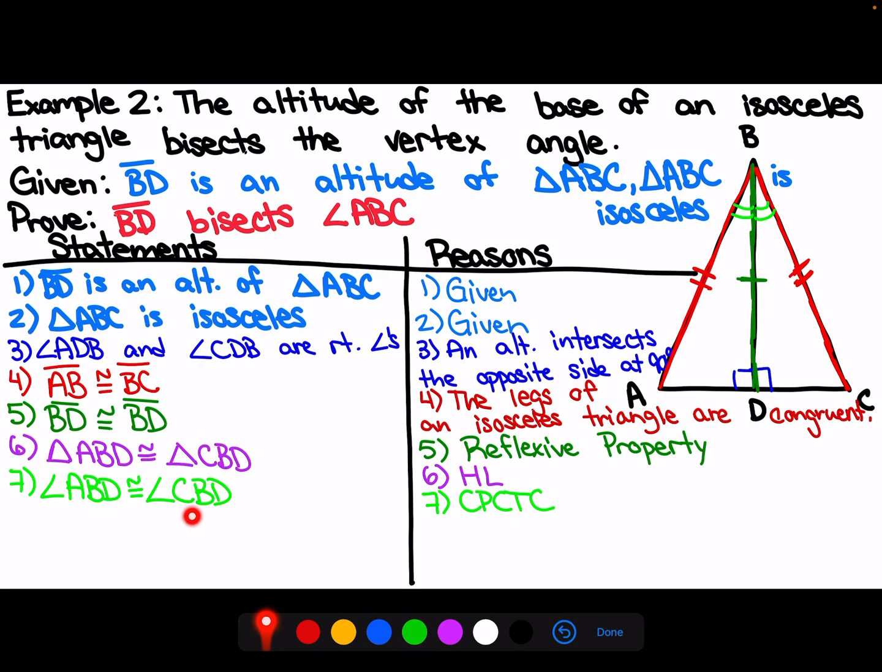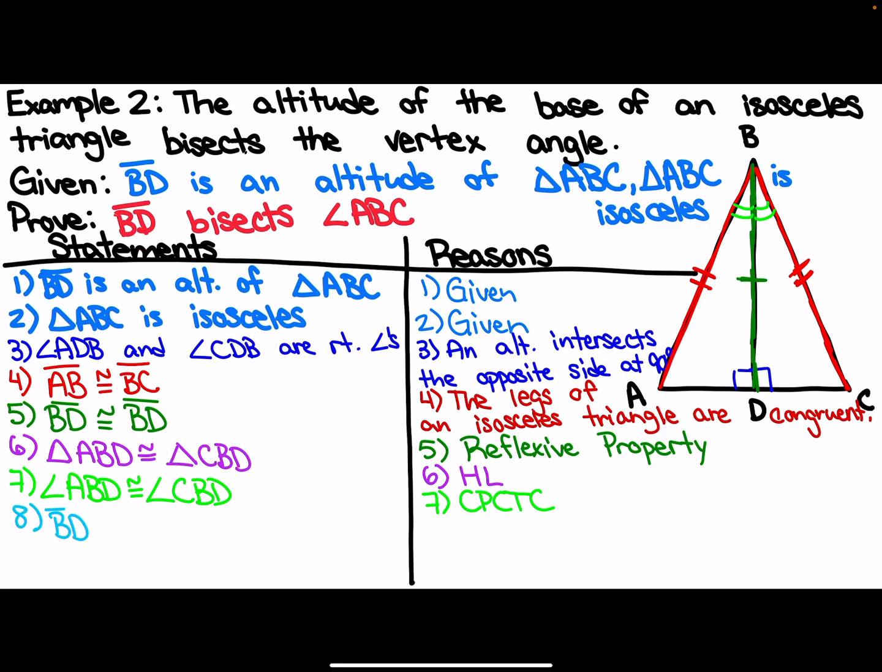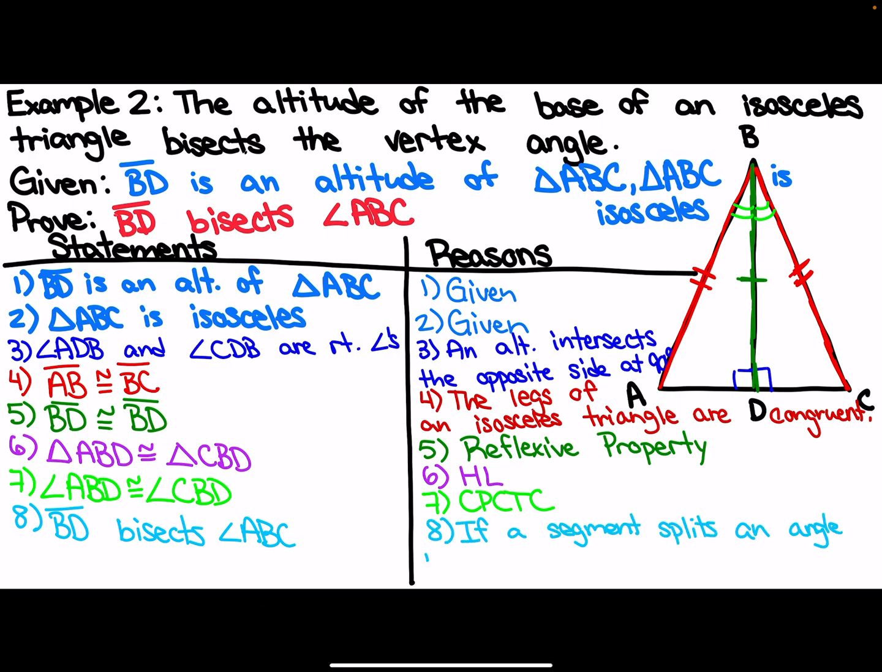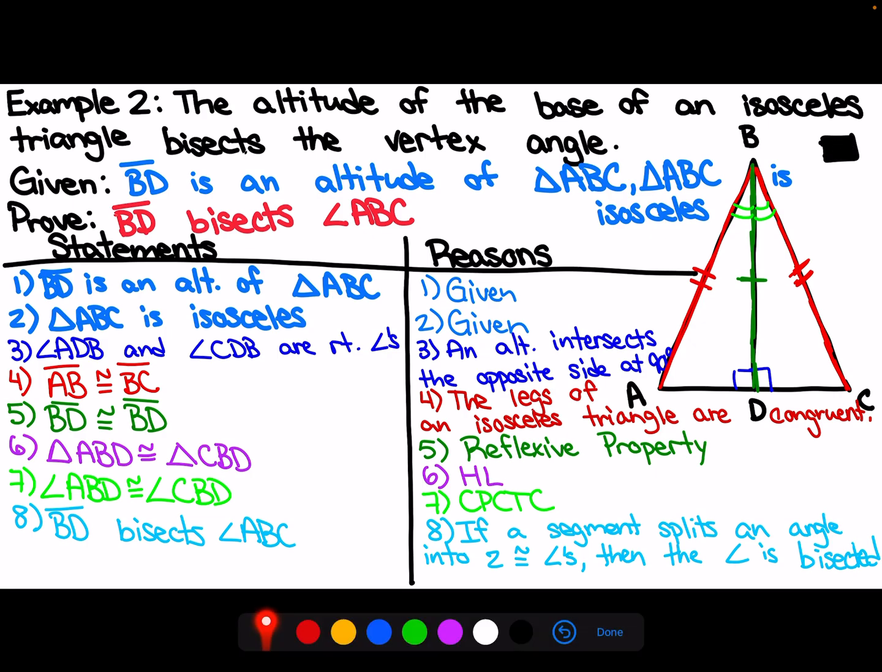If those two angles are congruent, then as we said, we can say BD bisects angle ABC, which is what we're trying to prove. The reason that we can say that is because if a segment splits an angle into two congruent angles, then the angle is bisected. And with that, this proof is now complete.